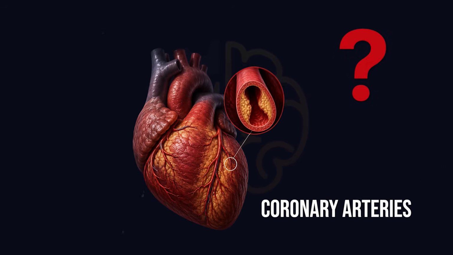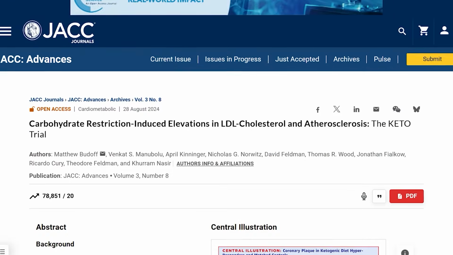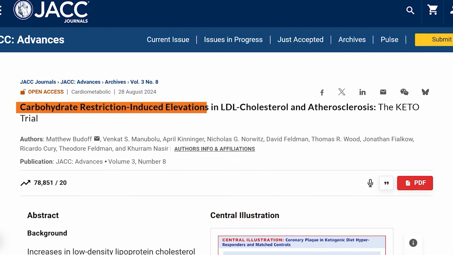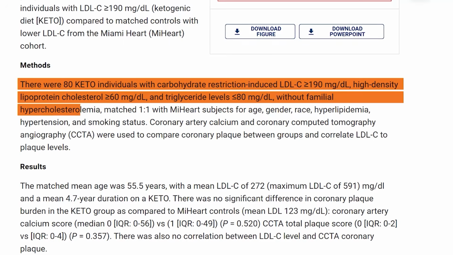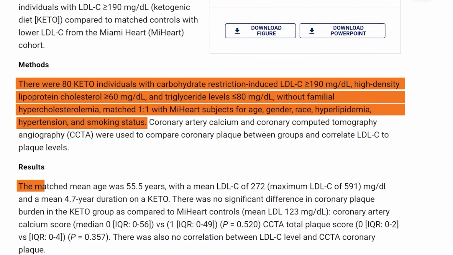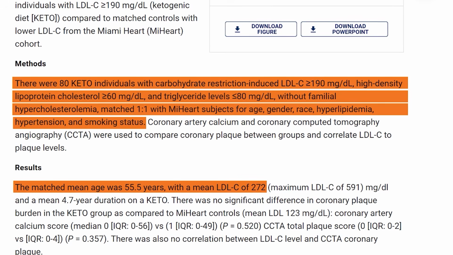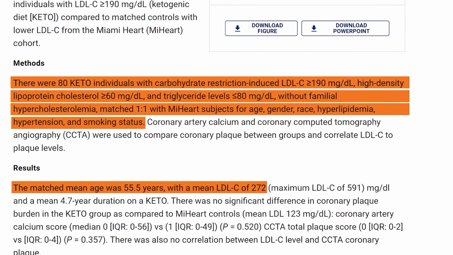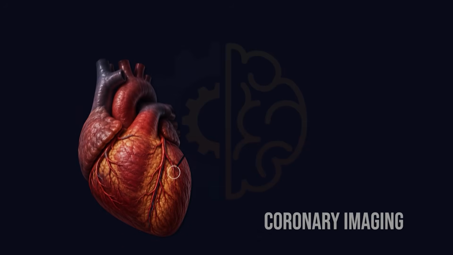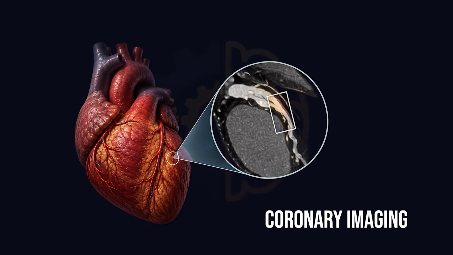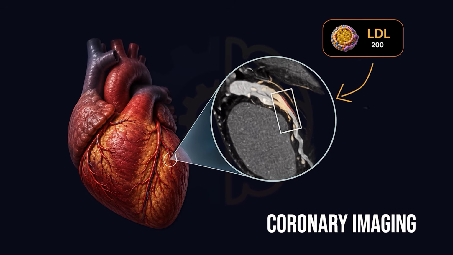But what do the coronary arteries of these individuals actually look like? In the next episode, we will examine the 2024 Keto CTA study. It included 80 lean, metabolically healthy individuals whose average LDL was approximately 272 milligrams per deciliter, and one participant had an LDL of 591 milligrams per deciliter. The question is, did their coronary imaging show the amount of plaque that this extremely high LDL would normally lead us to expect?